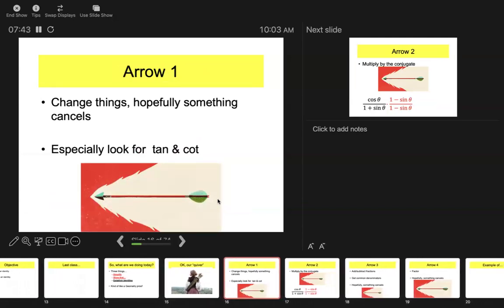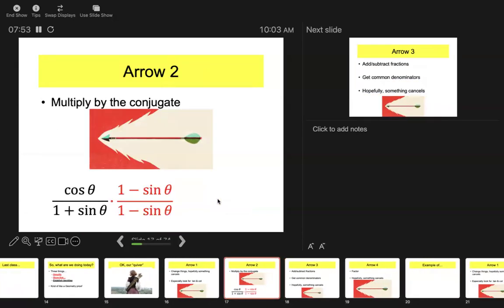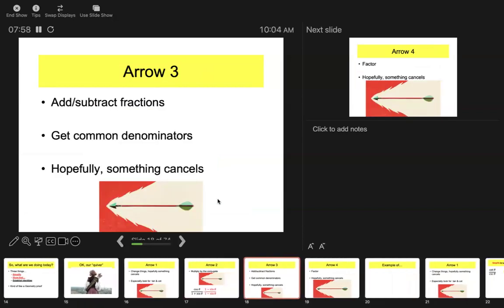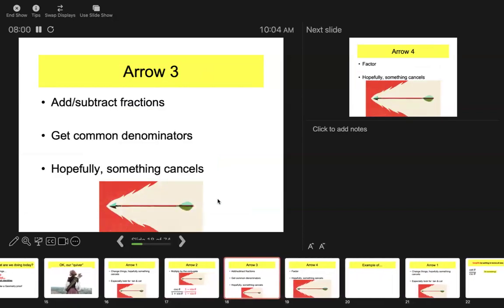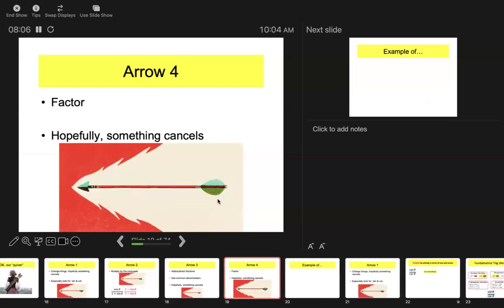So always one technique is to change things. You change things, especially cotangent, tangent, with the hopes that something cancels. That's arrow number 1. Arrow number 2 is multiply by the conjugate. Maybe that works. We'll see that today. Arrow number 3 is you got fractions, add or subtract. We'll see that today. Hopefully something cancels. And arrow number 4 is if you can factor.